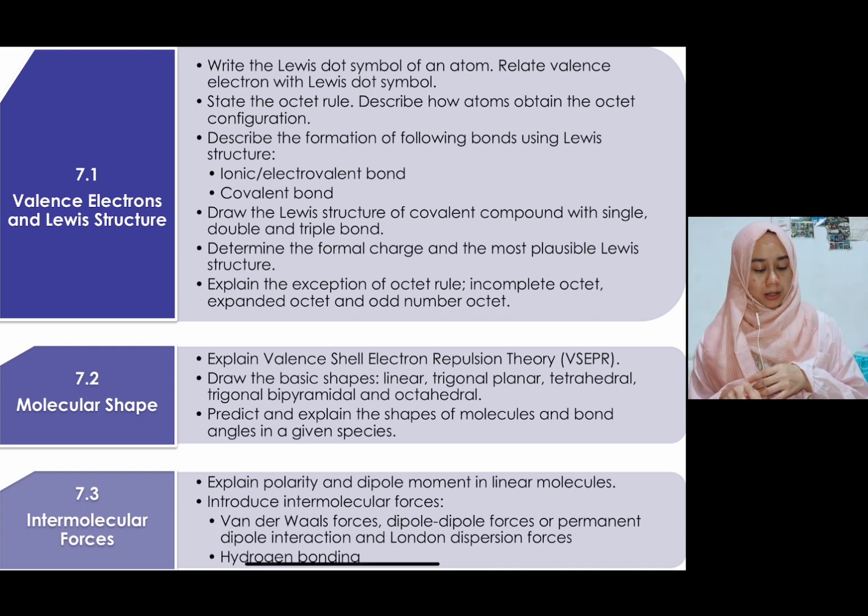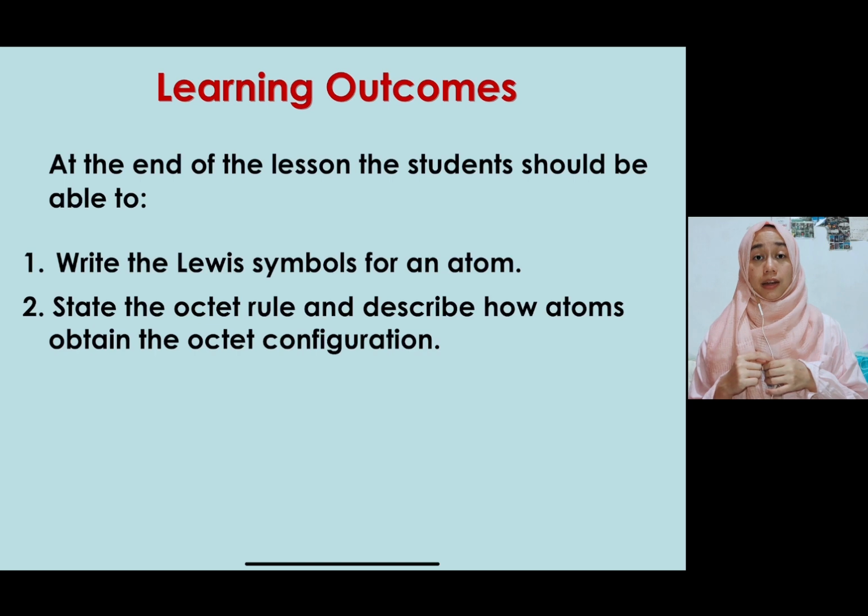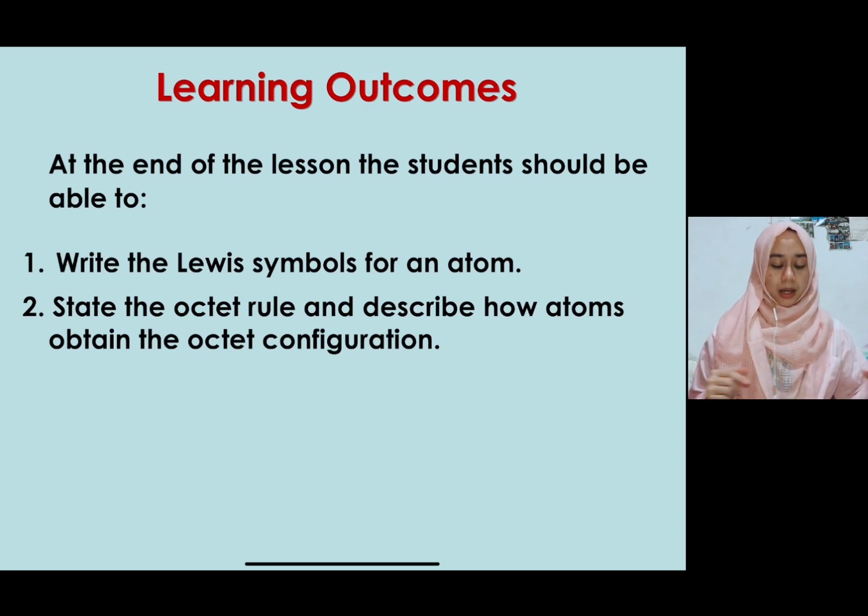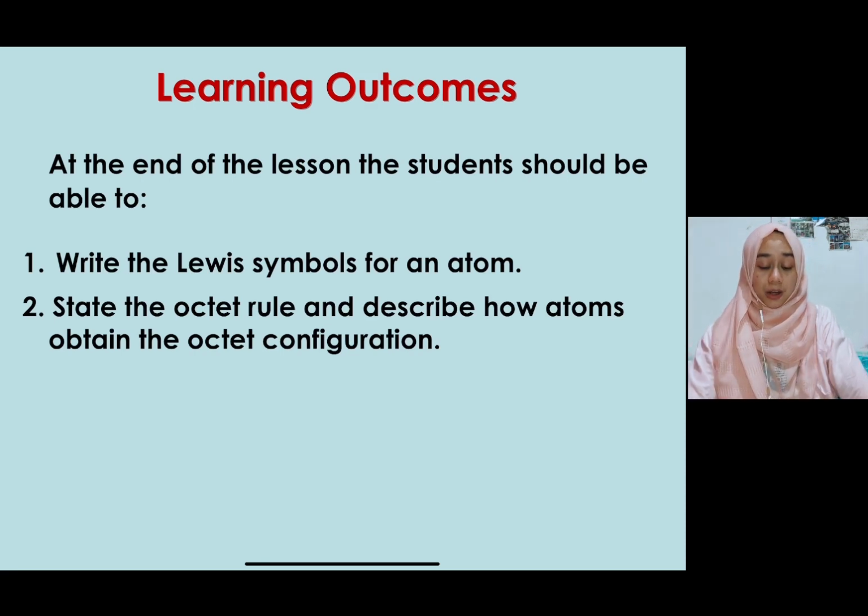Okay, so let's have a look at the learning outcome for today. By the end of this video, you should be able to write the Lewis symbols for an atom, and then you should also be able to state the octet rule and describe how atoms obtain octet configuration.